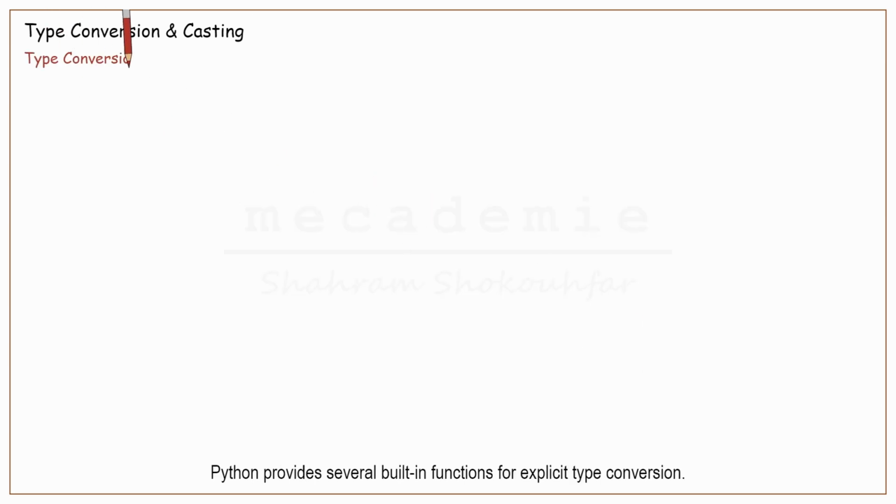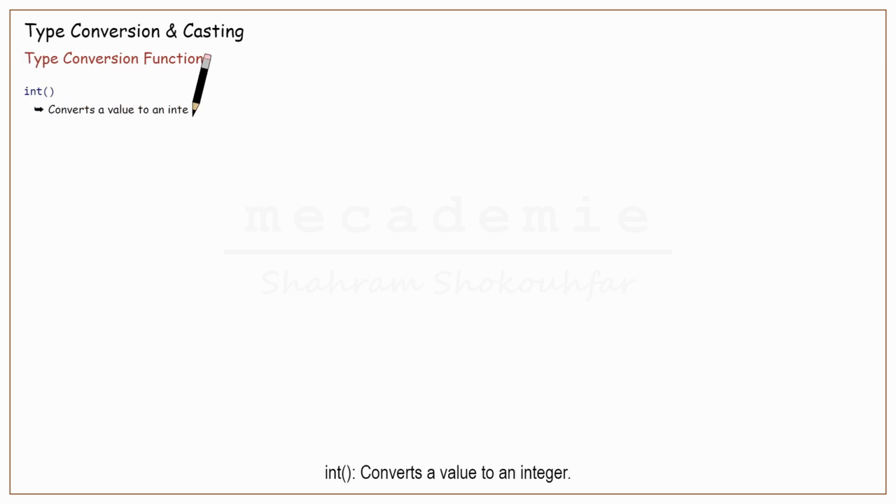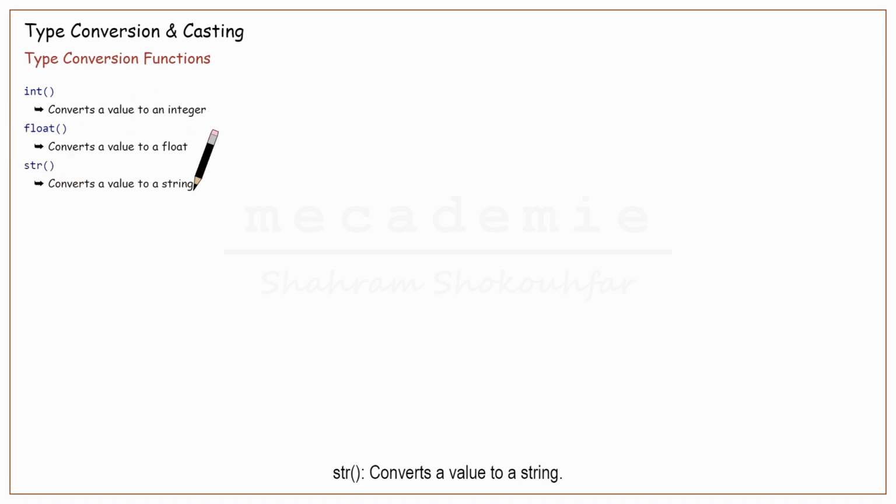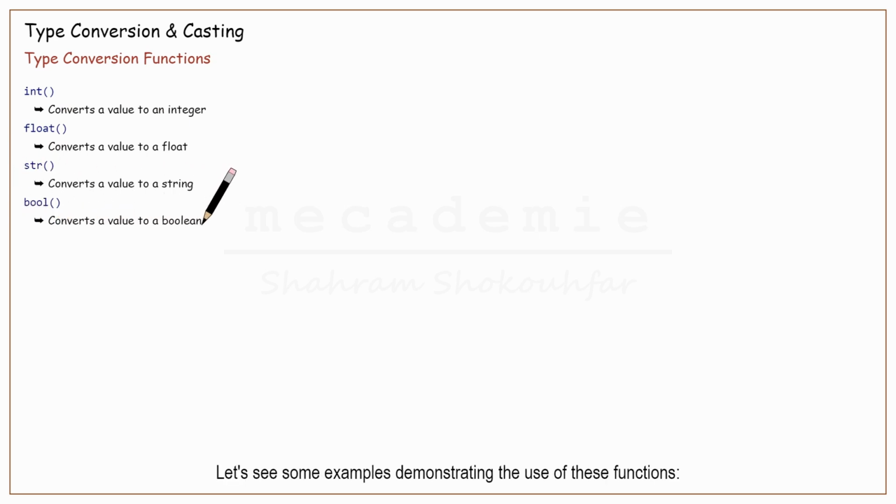Python provides several built-in functions for explicit type conversion. Let's look at a few common ones. Int converts a value to an integer. Float converts a value to a float. The str function converts a value to a string. And the bool function converts a value to a boolean. Let's see some examples demonstrating the use of these functions.